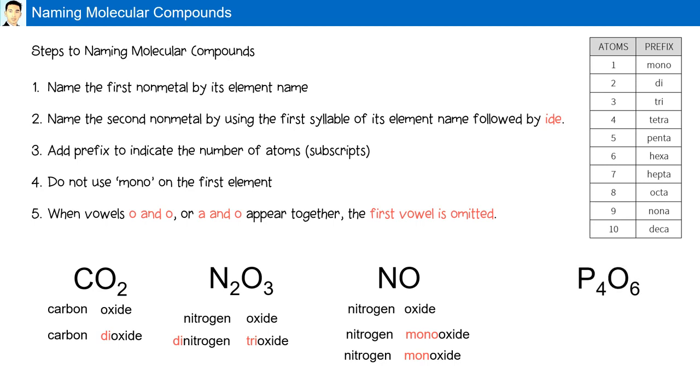Another example is P4O6. P is phosphorus and O is oxygen, it is changed to oxide. Next, we need to add our prefixes to make sure they're correct. We look at our table. For phosphorus, it becomes tetraphosphorus, while for oxygen, there are 6, so it's called hexoxide. Since there's an A and an O, 2 vowels together, it becomes tetraphosphorus hexoxide.